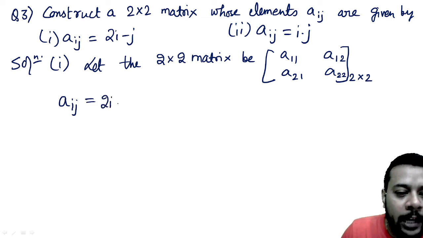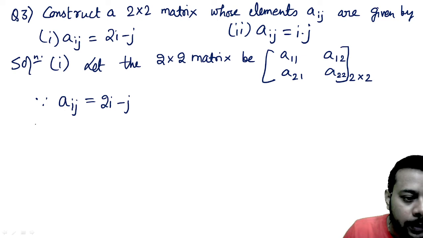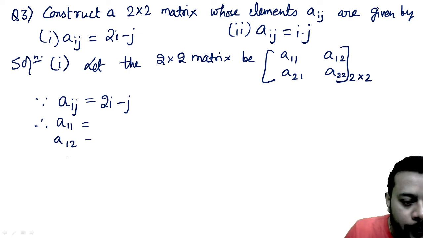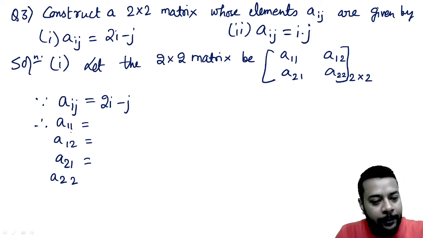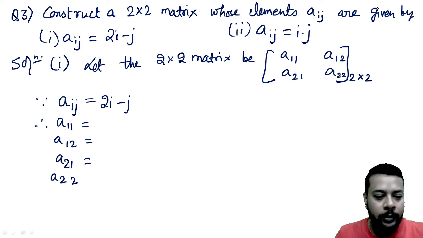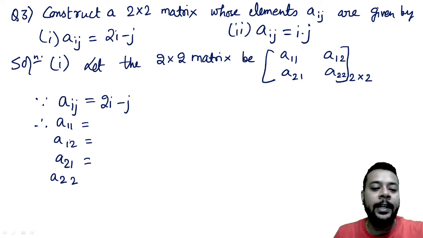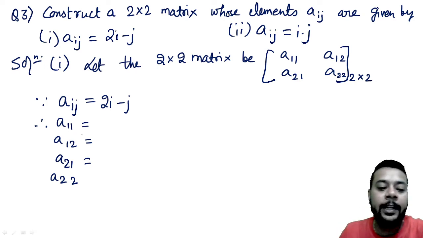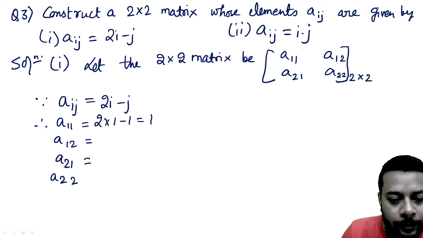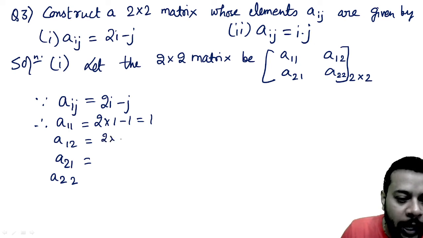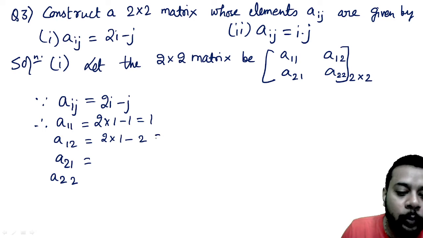Now let us find aij, where aij is 2i minus j. Let's find out all the 4 values: a11, a12, a21 and a22. Every time, with a there are 2 values: 1 1, 1 2, 2 1, 2 2. The first value indicates i's value and the second value indicates j's value. So a11 will be 2 into 1 minus 1, that is 1. a12 will be 2 into i's value 1 minus j's value 2, so it will be 0.